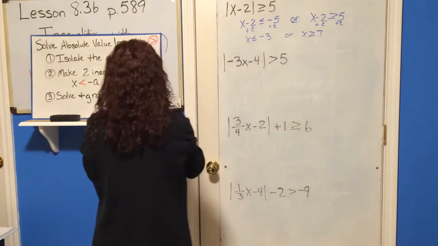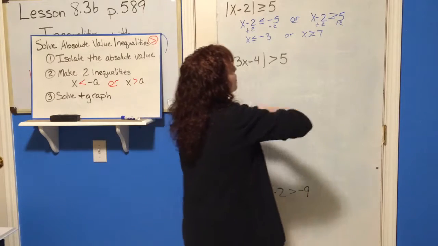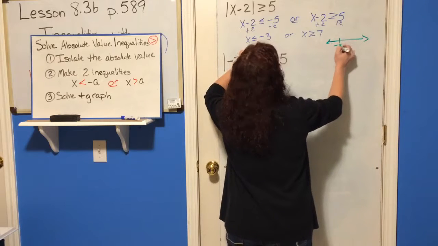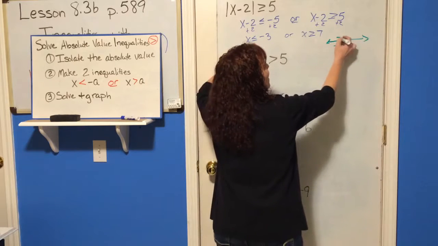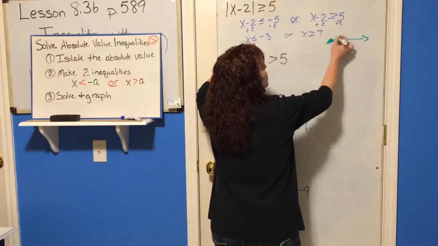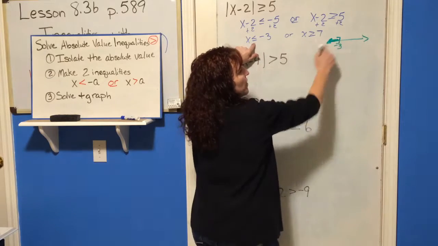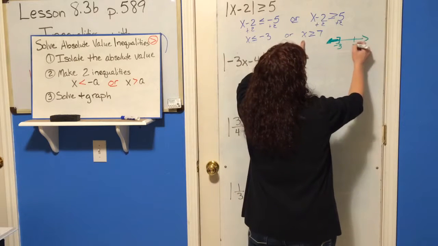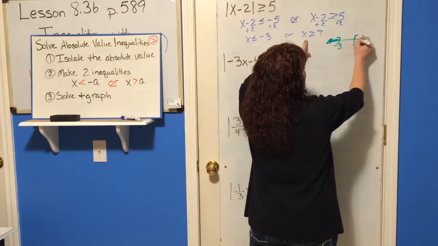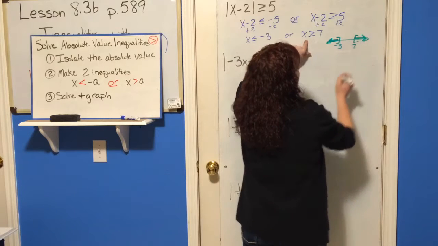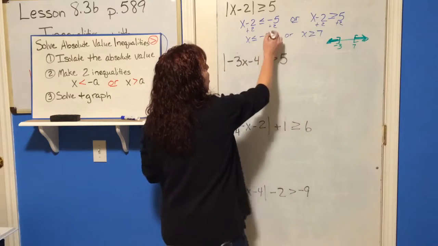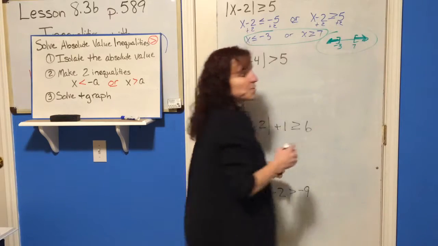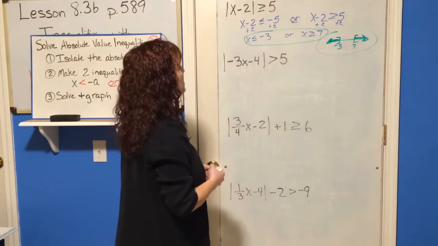So now when we graph, we're going to graph here. We've got -3, and x is less than -3, so it's going to go this way, and it's equal to, so it's got a hard, the square end. Or x is, there's our 7, x is greater than 7, so it's going to go to this end of our number line. So all of this part is part of your answer, and the number line is part of your answer. Okay, you need both of those for full credit.